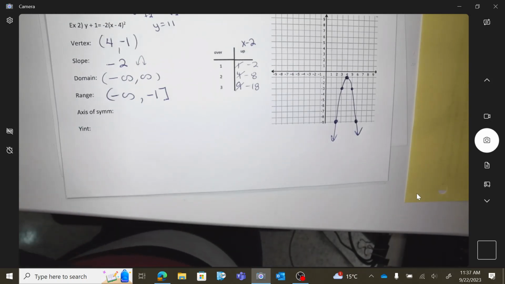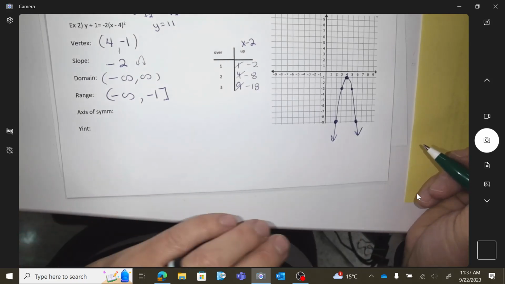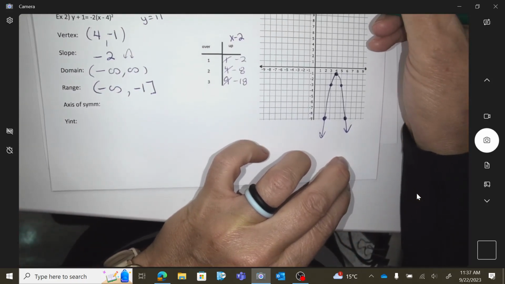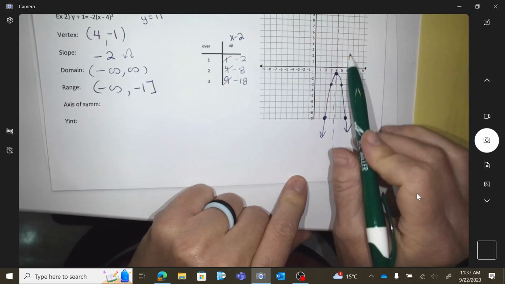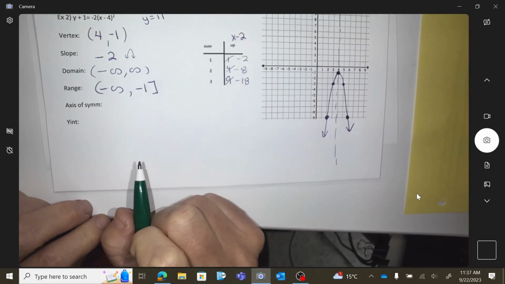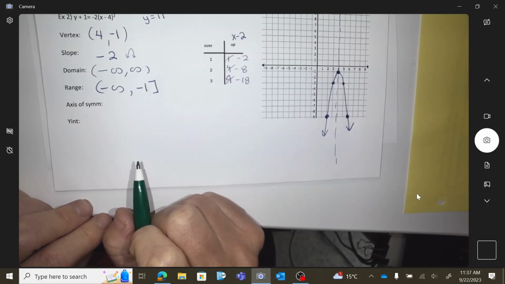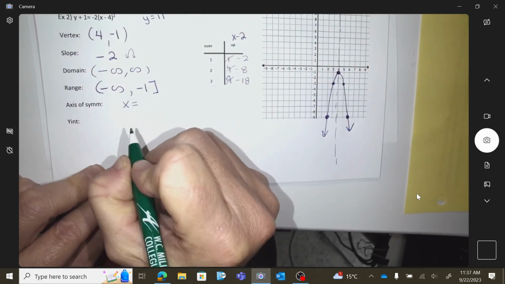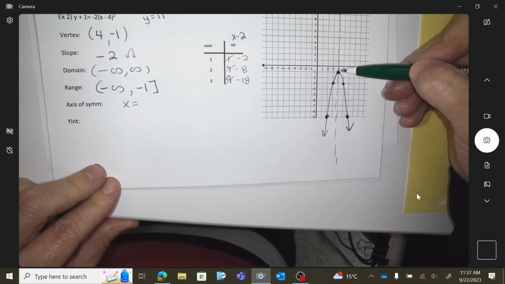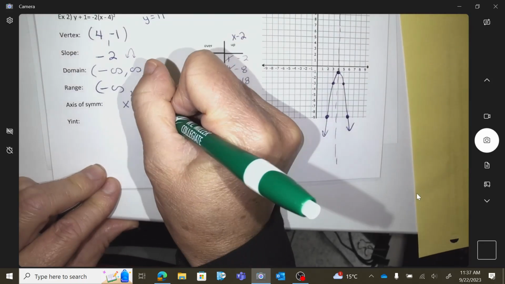Now, if I asked you to cut it in half, would we agree that we should cut it right through there? How do we start this? What letter? X equals, and what X value, no matter where you go on this, what number are you? 4.